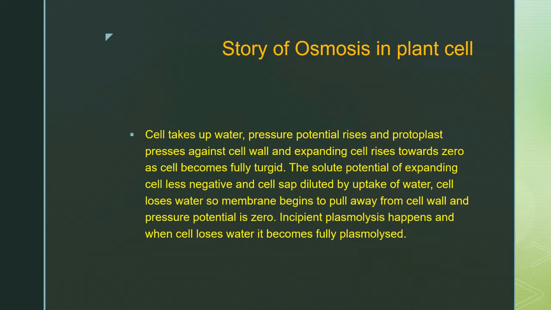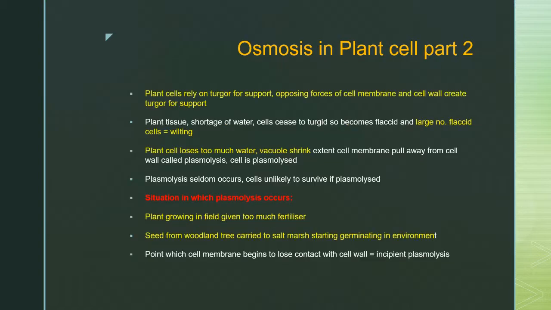So let's go on to the story then. As your cell takes up water, your pressure potential will rise and your protoplast will press against the cell wall, and the expanding cell will rise towards 0 as the cell becomes fully turgid. Your solute potential of the expanding cell will be less negative, and the cell sap will be diluted by the uptake of water. If your cell loses water, the membrane will begin to pull away from the cell wall and the pressure potential will become zero. Incipient plasmolysis will occur, and when the cell loses more water, it will then become fully plasmolysed.